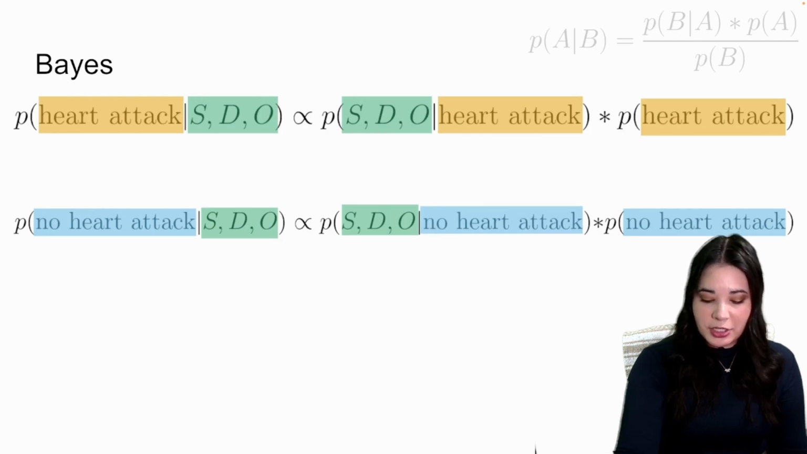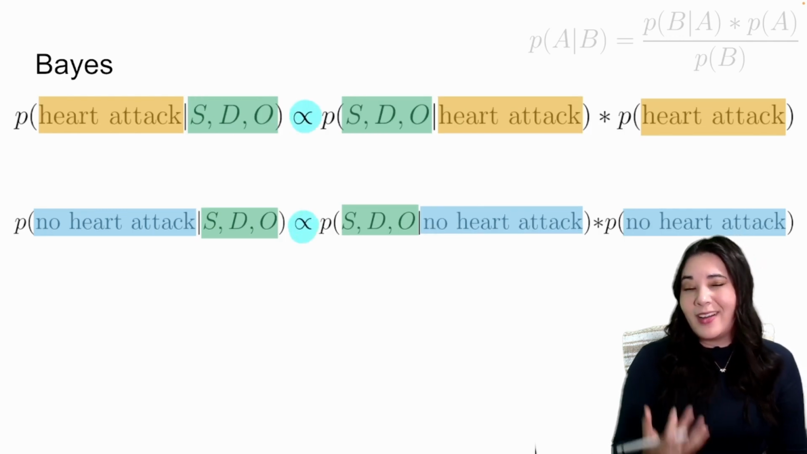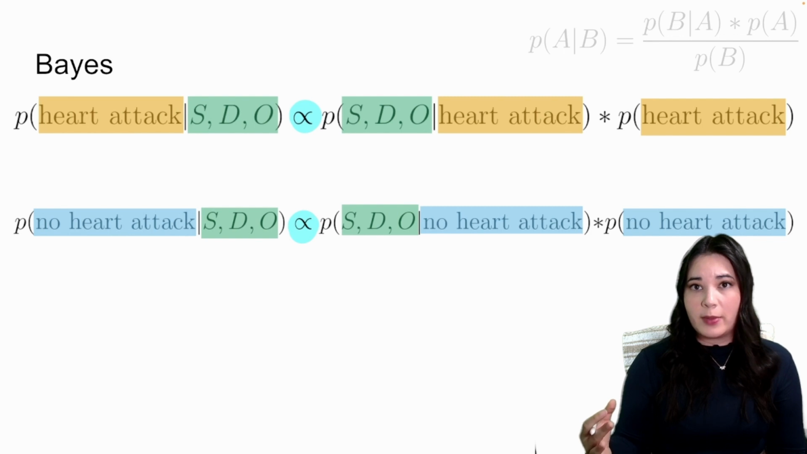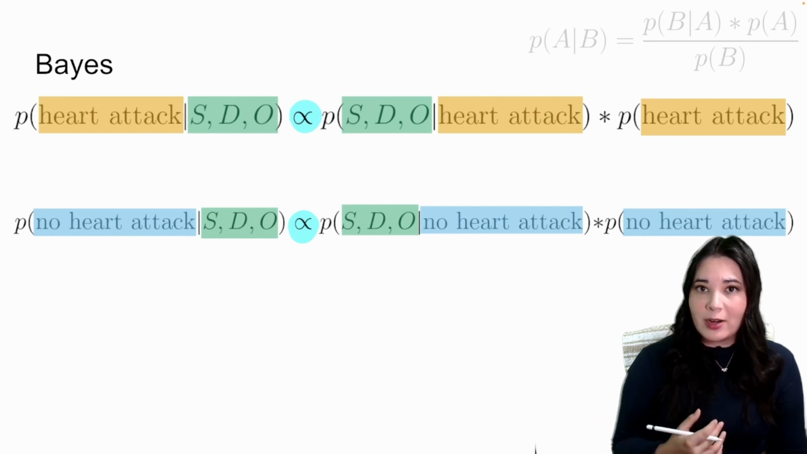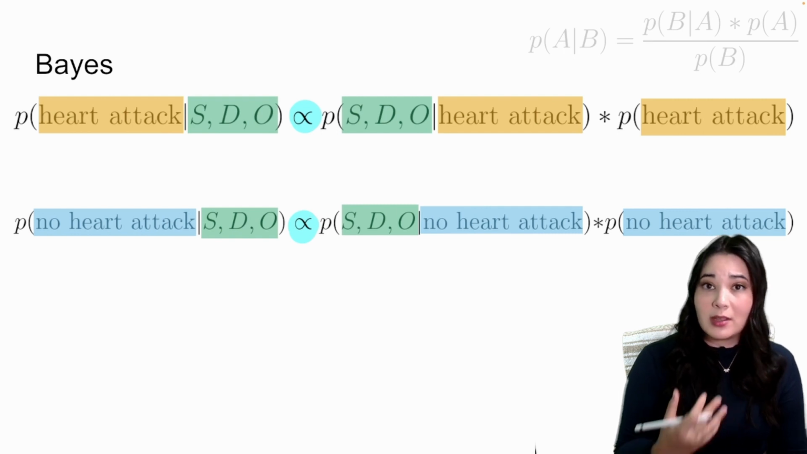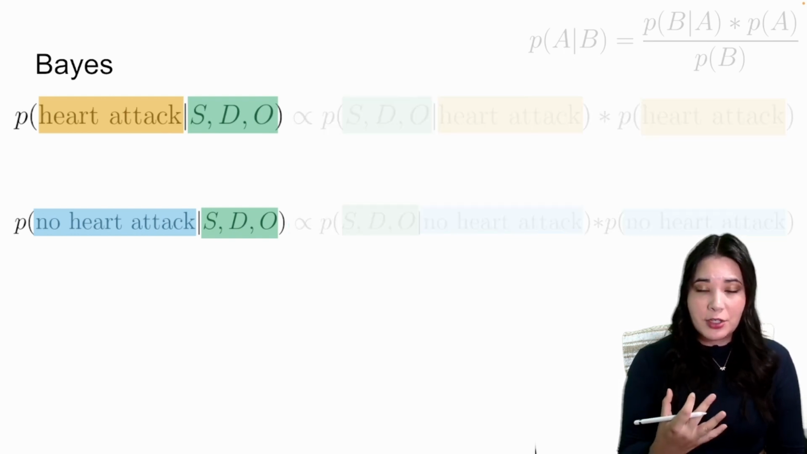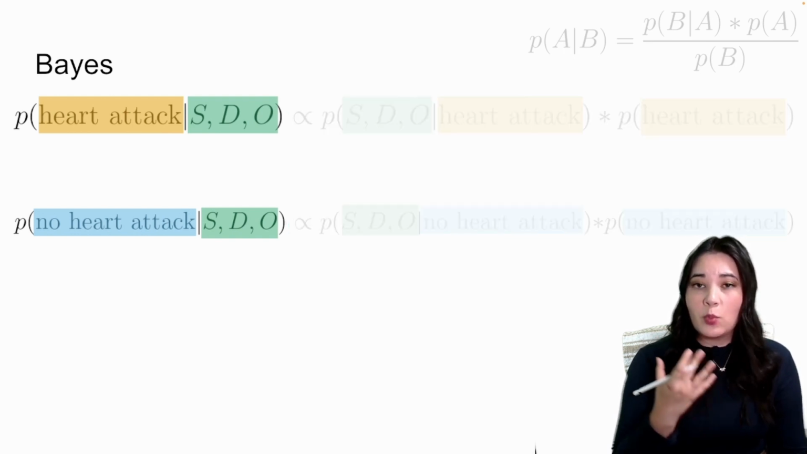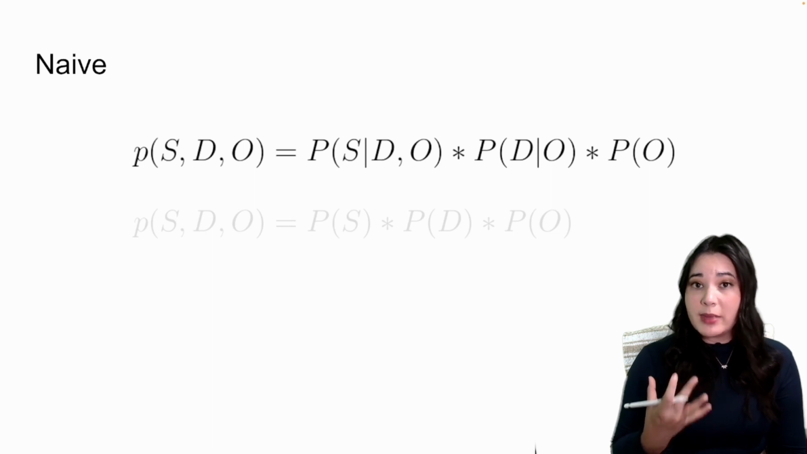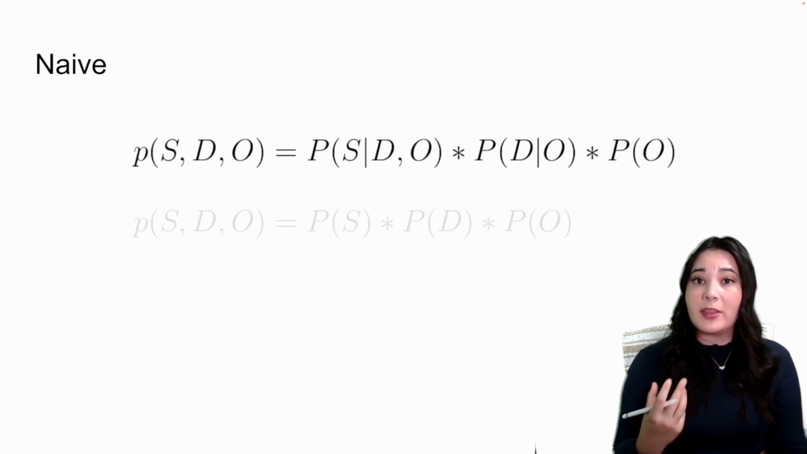In math notation, this little squiggly guy basically means proportional to. While we're not calculating the exact probability anymore, we're calculating a score that's proportional to the probability, meaning that whichever category has the higher score is still the category that's most likely. So once we have these two scores, we look at them, and whatever category has the highest score is the category we classify our data point as. So that's the Bayes part. Now let's talk about the naive part.